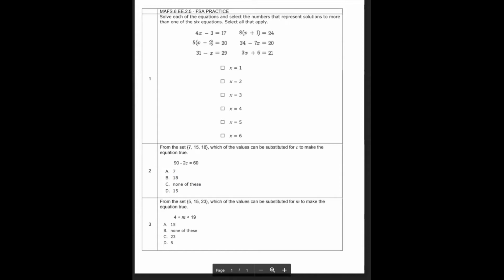This may be familiar to you guys just because we were doing it on the previous page, but all we're going to be doing is plugging in, or substituting, that's another word for plug in, into this equation over here. We're going to be plugging in each value from this set to see which one works. And the set is 7, 15, and 18. Remember, the set is just a certain list of numbers. So let's plug in 7 first.